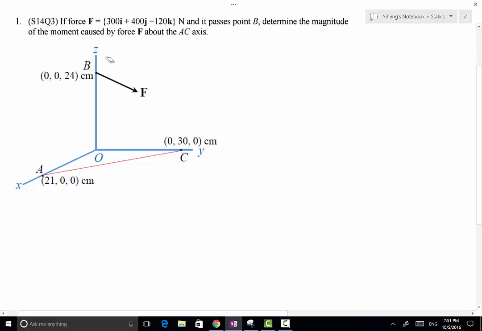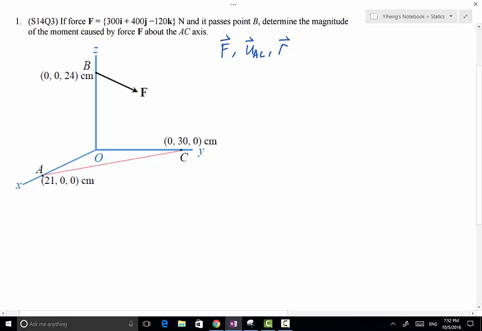So to determine the moment caused by a force about a specified axis, we need three things. We need three vectors actually. First, we need the force vector. In this case, that's already given. And then we need a unit vector that points the direction of the axis. In this case, it is the AC axis. Therefore, we need the unit vector along the AC direction. And lastly, we need a position vector.